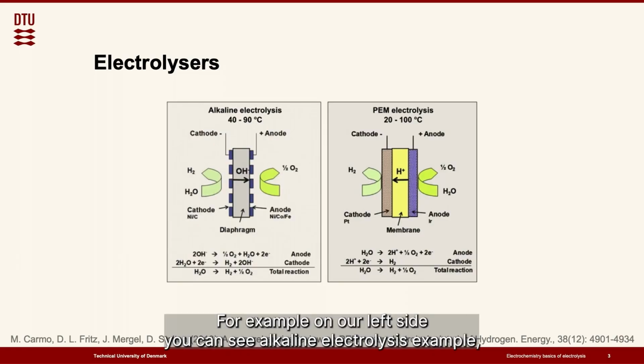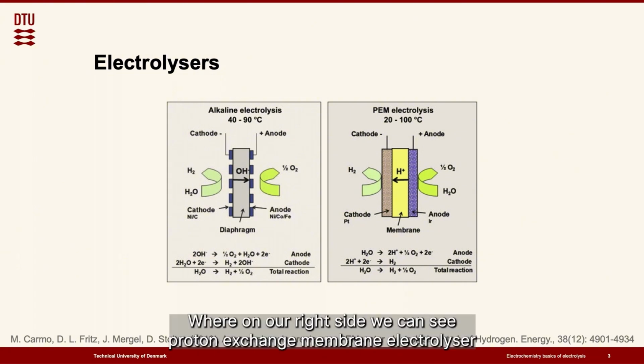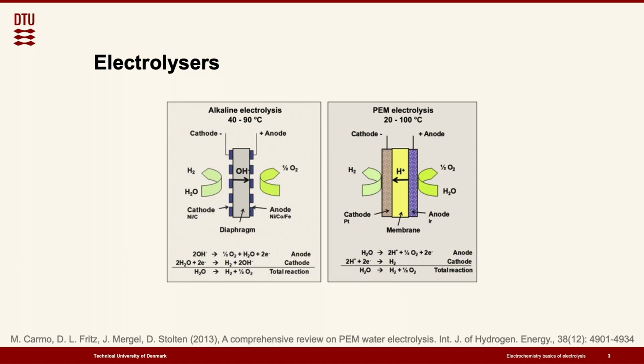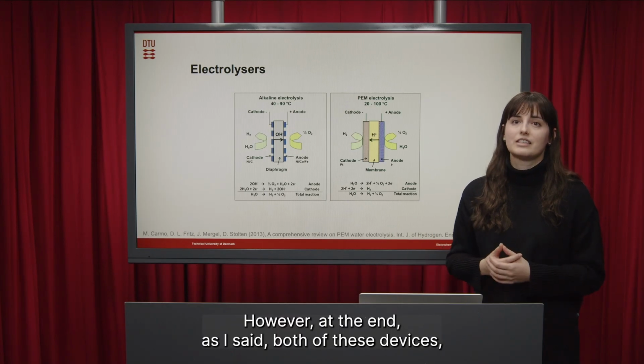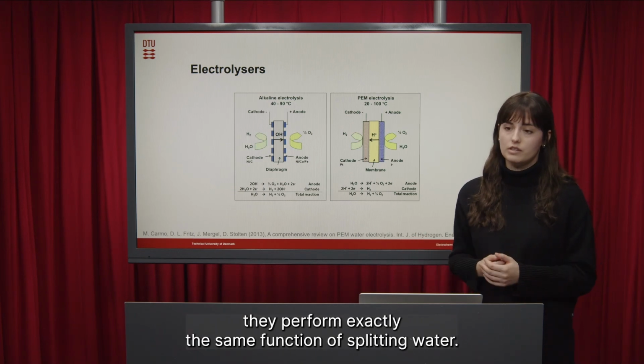For example, on our left side, you can see an alkaline electrolysis example, a device that uses a diaphragm and a lot of very concentrated alkaline solution, whereas on our right side, we can see a proton exchange membrane electrolyzer, which is a more compact device and uses a membrane that conducts protons. However, in the end, as I said, both of these devices perform exactly the same function of splitting water.